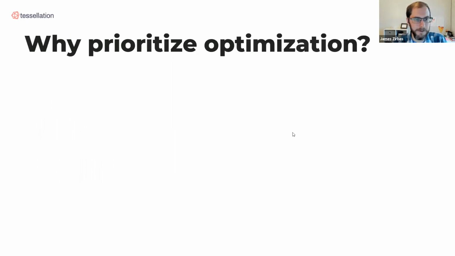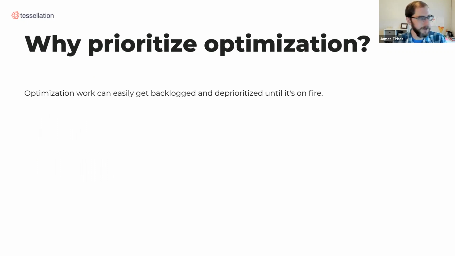So why do we prioritize optimization? Why should we? It often seems like it's a low priority until it becomes an absolute emergency, and you can't ignore it anymore. So it just lives in the backlog until it's on fire.